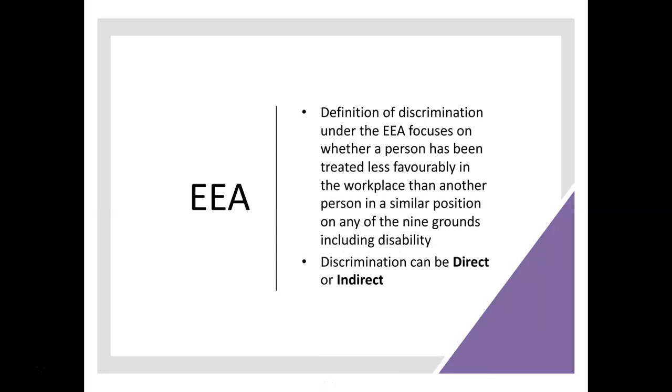This tells about the definition of discrimination. The definition of discrimination under the Employment Equality Act focuses on whether a person has been treated less favourably in the workplace than another person in a similar position on any of the 9 grounds, including disability. Discrimination can be direct or indirect.